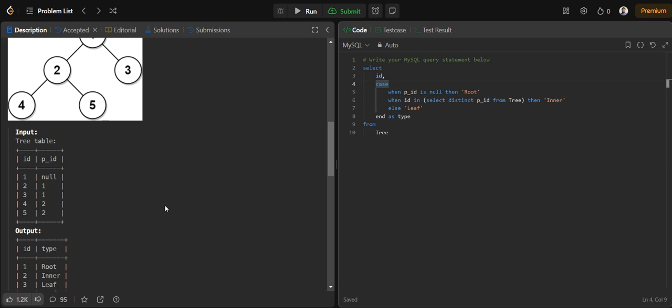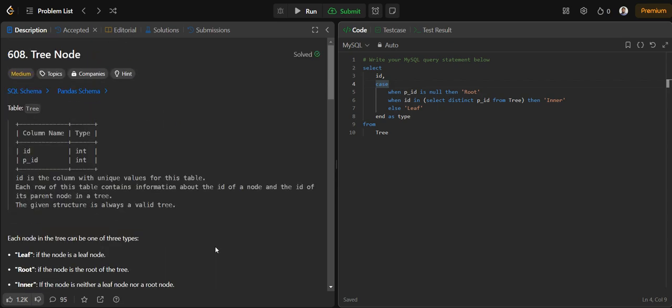So this can be solved in other ways also. This is one of the ways that I am solving it. If you find any other ways better than this query, you can write them in the comment section.